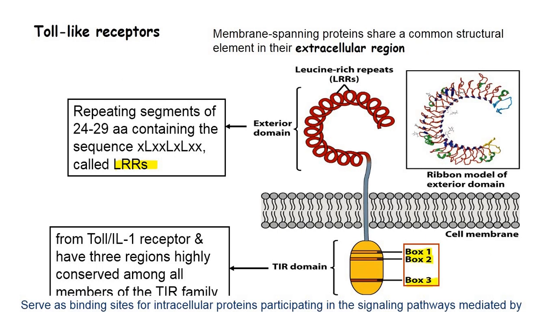These boxes are present in the TLR domain. Earlier it was known as the Toll interior domain, but now it is known as the Toll interleukin 1 receptor domain because of the serial homology between the two structures.